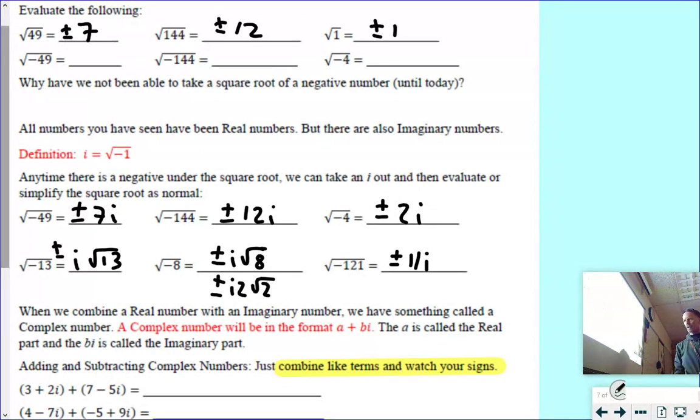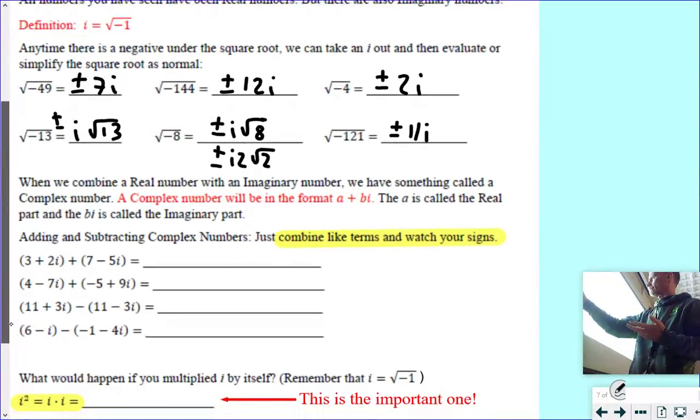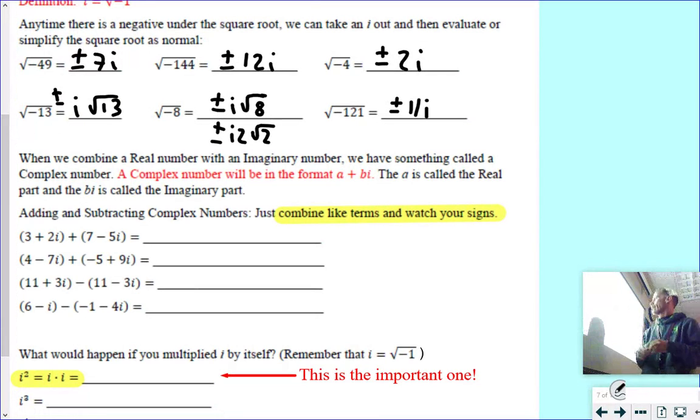Okay, so just using the definition, anytime we have a square root of a negative number, we can write it as i times the square root of the positive number, and then simplify or clean that up if we can. Okay, but the main part of this video is going to be doing operations. So we're going to start off with adding and subtracting complex numbers.